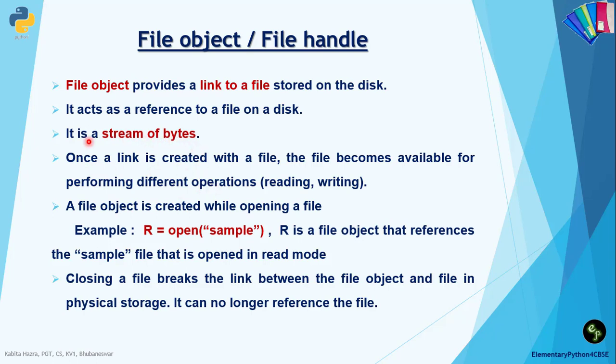Once this link is created with the file through the file object, the file becomes available for performing different operations, that is reading or writing in our program. So we create a file object by opening it. The syntax we have already seen: file object equal to open file name, where r equal to open sample, r is the file object which references the file sample. Again, when we close the file, it breaks the link between the file object and the physical file. We can no longer reference the file using the file object.